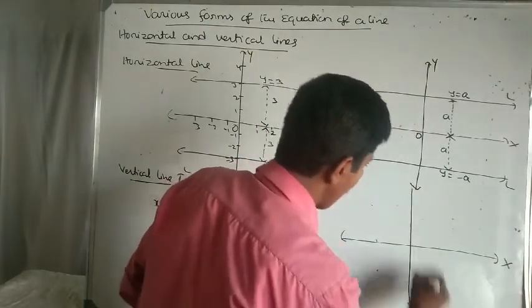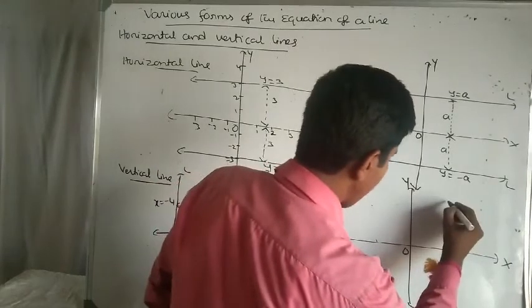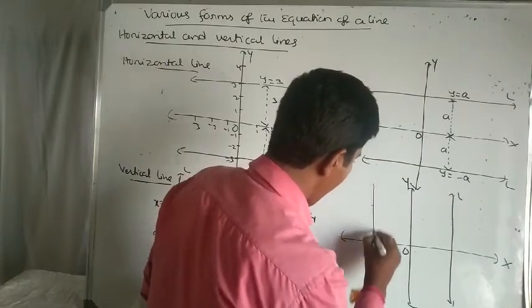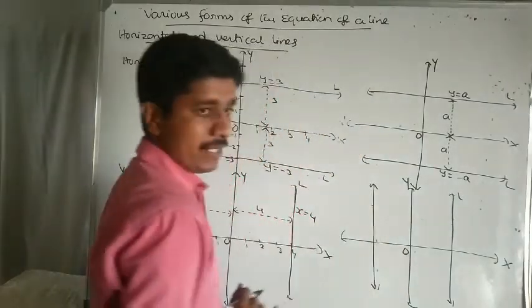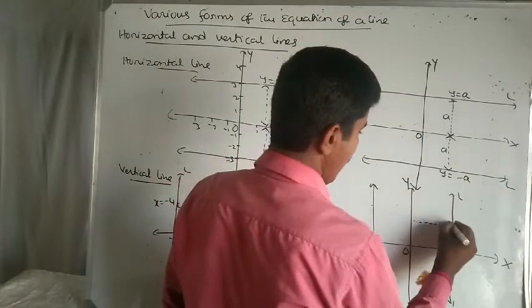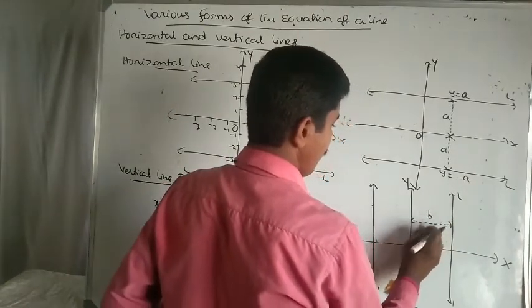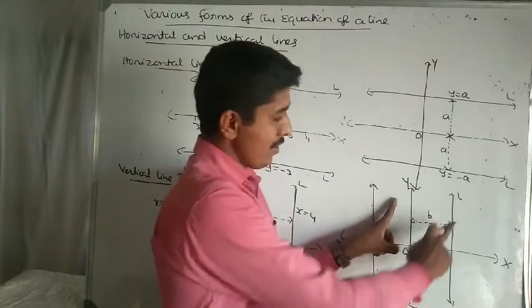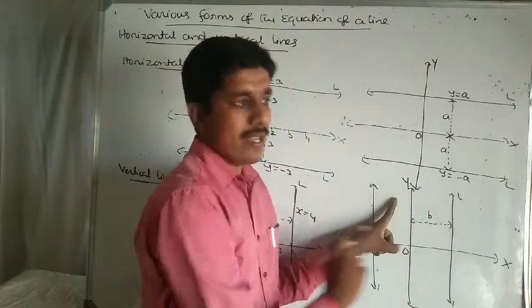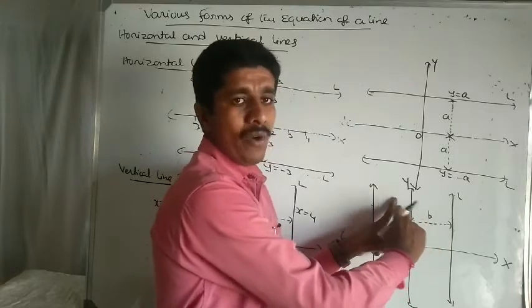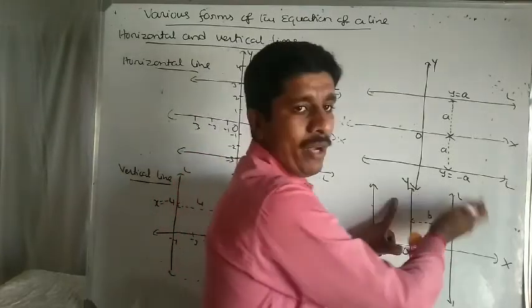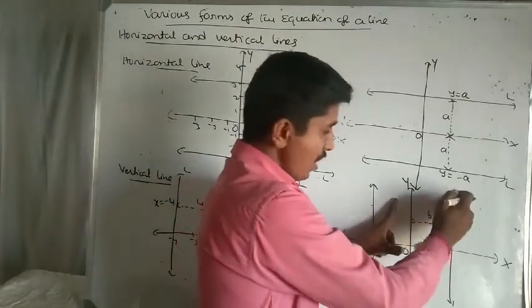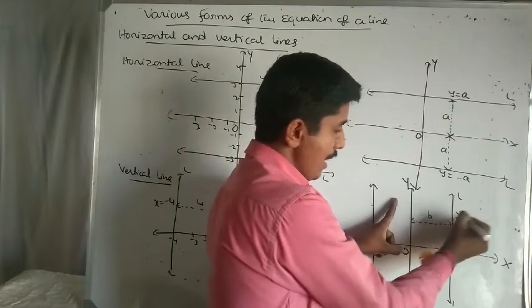X-axis, y-axis, and this is the origin. This is line L, and this is the distance I am taking, B. See, observe here: this is the y-axis, this is the x-axis, and this is the vertical line parallel to the y-axis. Clearly, this line is at a distance of B units from the y-axis, and it lies on the right side of the y-axis, or right side of the origin. Therefore, the equation of this vertical line is x equal to plus B.